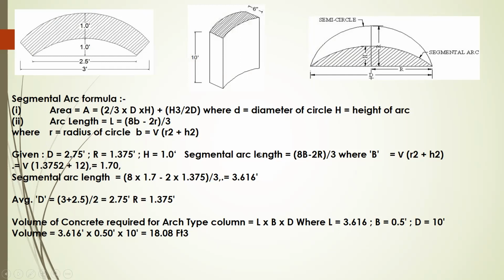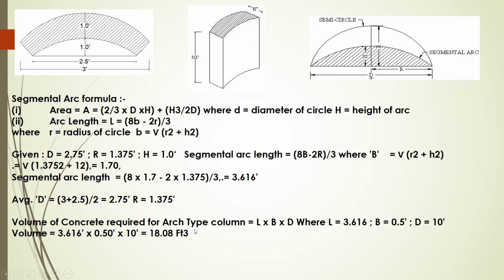Segmental arc length, that is (8B minus 2R) divided by 3, where B is equal to the square root of R square plus H square. B is equal to the square root of 1.375 square plus 1 square, that is 1.7. Segmental arc length is equal to (8 into 1.7 minus 2 into 1.375) divided by 3, which will be 2.616. Average depth will be (3 plus 2.5) divided by 2, 2.75. R is equal to 1.375.